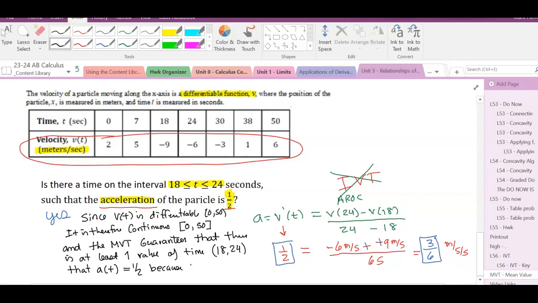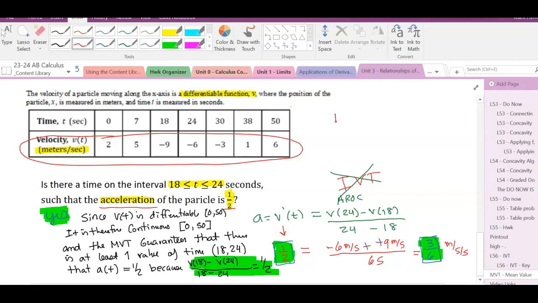because v of 18 minus v of 24 over 18 minus 24, and I switched these, but it doesn't matter, you can get the same answer either way, is equal to 1/2. Since you've shown that your average rate of change gives you the same value as your instantaneous rate of change, and we know we're continuous and differentiable, then we can say yes. So these are all the things that would have to show up.